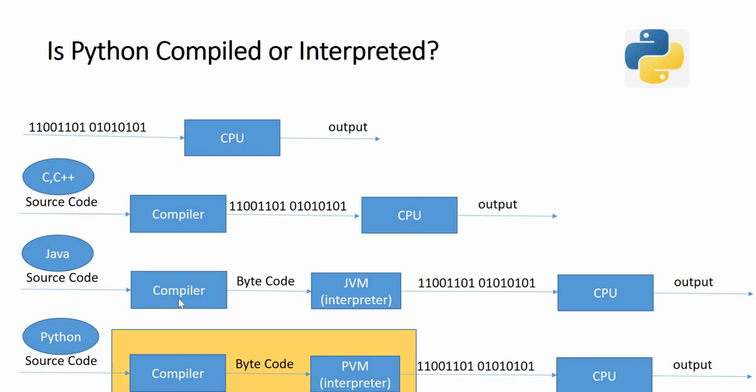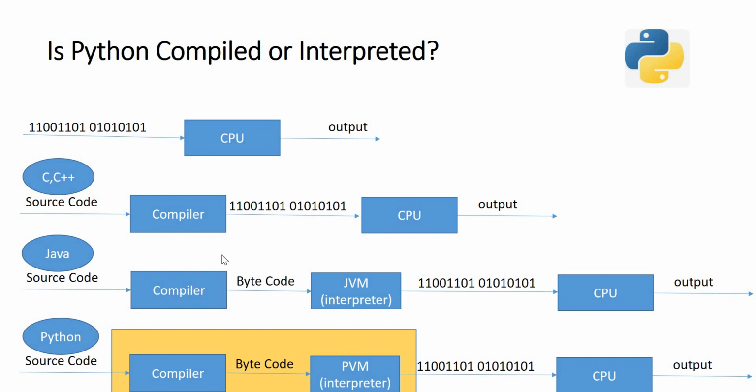In case of Java source code, the compiler compiles the source code and it produces bytecode. This bytecode is intermediary. That means it is not directly machine code. So we have another part called JVM, which is an interpreter which takes the bytecode as input and produces the output as machine code, which can be understood by the CPU. So here we are using the combination of the compiler as well as the interpreter. Here the interpreter is JVM.